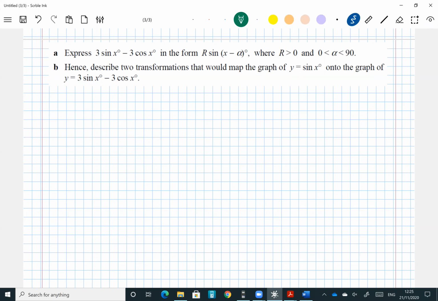Right, so maybe try in a different order than what I did before. Get what I called the cheeky mark first. The square root of 3 squared plus 3 squared equals root 18, which is 3 root 2.